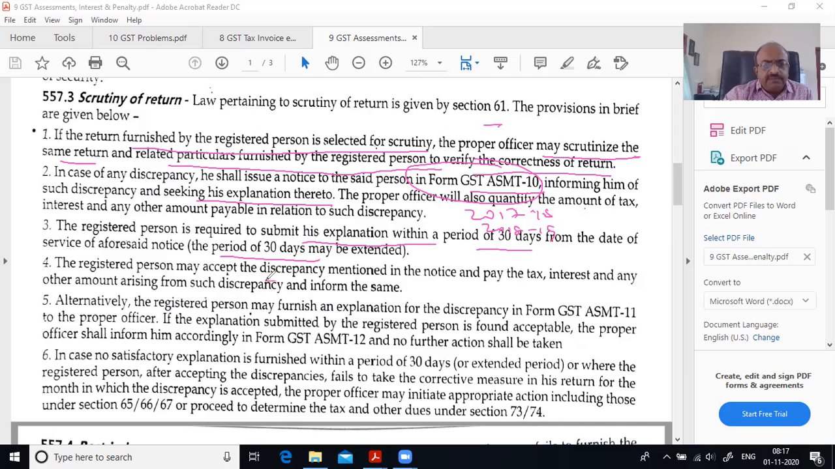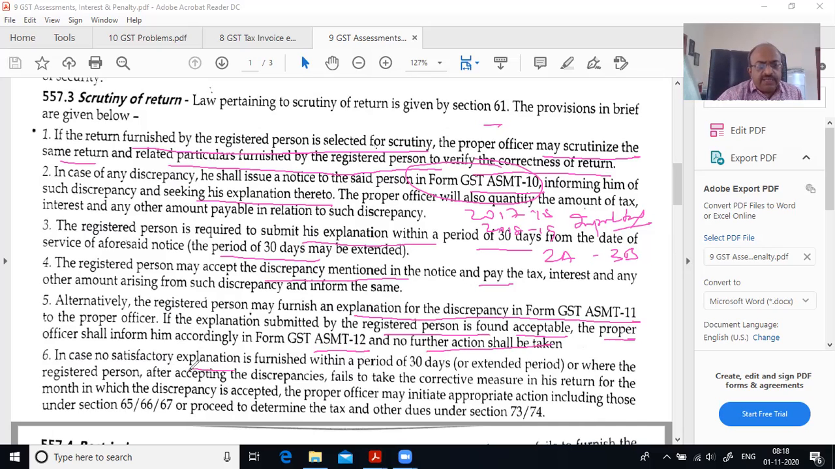The registered person may accept the discrepancies mentioned in the notice and pay the tax. If he accepts it, it will be settled. Mainly on input tax credit, because there is a variation between 2A and 3B. We'll come to that. Alternatively, the registered person may furnish an explanation for the discrepancy in GST ASMT 11 to the proper officer. If the explanation submitted by the registered person is found acceptable, the proper officer will accept it and inform him under ASMT 12. These are standard forms. Everything is online as far as GST is concerned, and no further action is required.